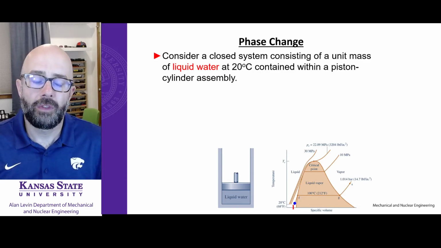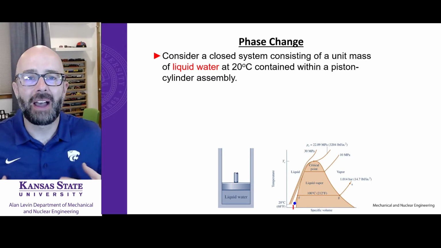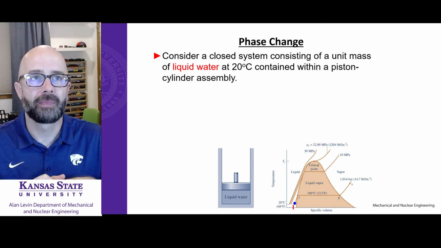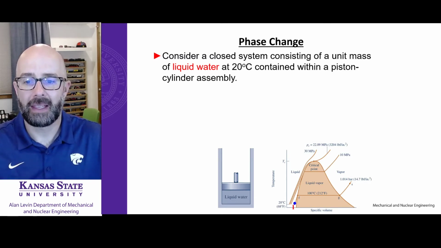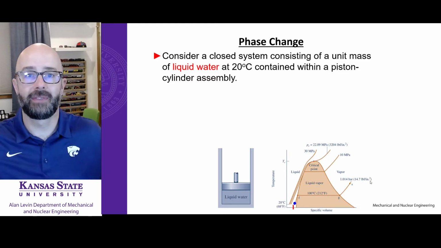So to show phase change, I'm going to use the TV diagram because that is my favorite diagram. That's the diagram I think is most logical for us to think about first, because it has a line of constant pressure on it. The line of constant pressure that I'm going to be following here is 1.014 bar or 14.7 psi, which is atmospheric pressure.